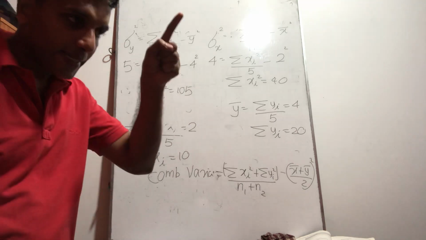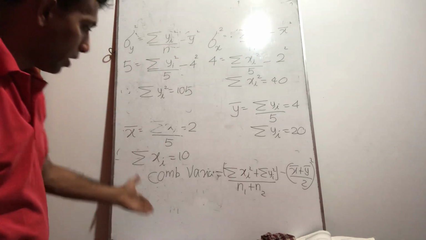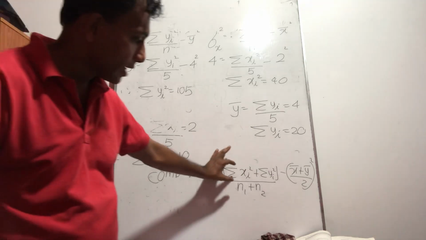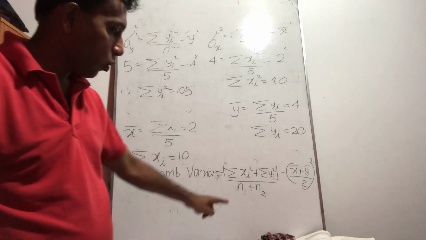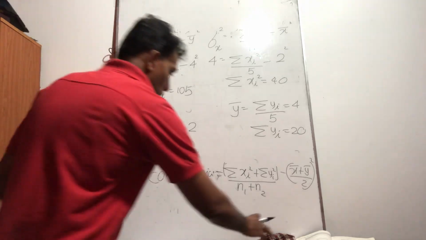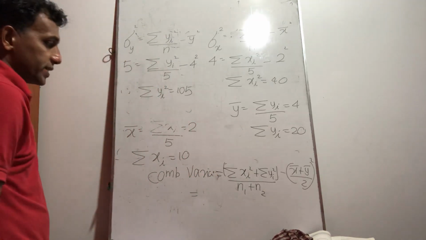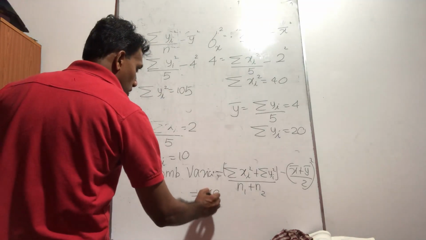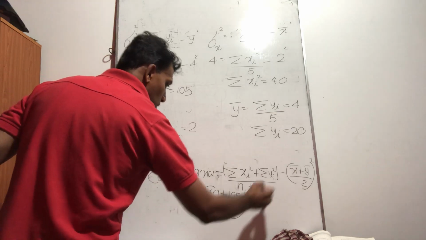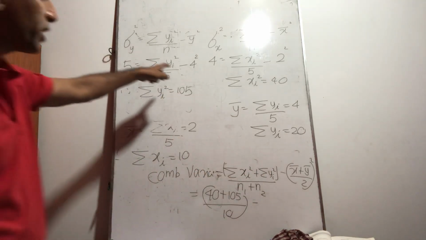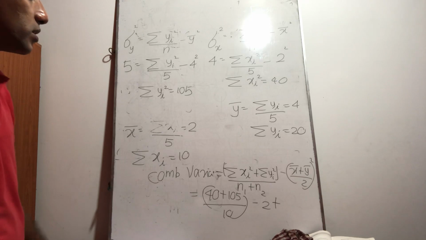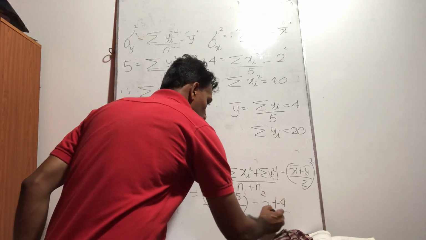That's all. If you know all this, you can calculate the combined variance. If you know the variance, its square root is the standard deviation. Okay, now apply this formula. So write the combined variance: equal to sigma xi squared plus sigma yi squared over n1 plus n2, minus x bar plus y bar over 2, all squared. Now you have to substitute everything. What is sigma xi squared? 40. Next, 105, over the sum of the two sizes, 10, and that side, x bar. What is x bar? The average of the first set, 2, right? 2 plus the other set's y bar, that is 4, over 2, squared.